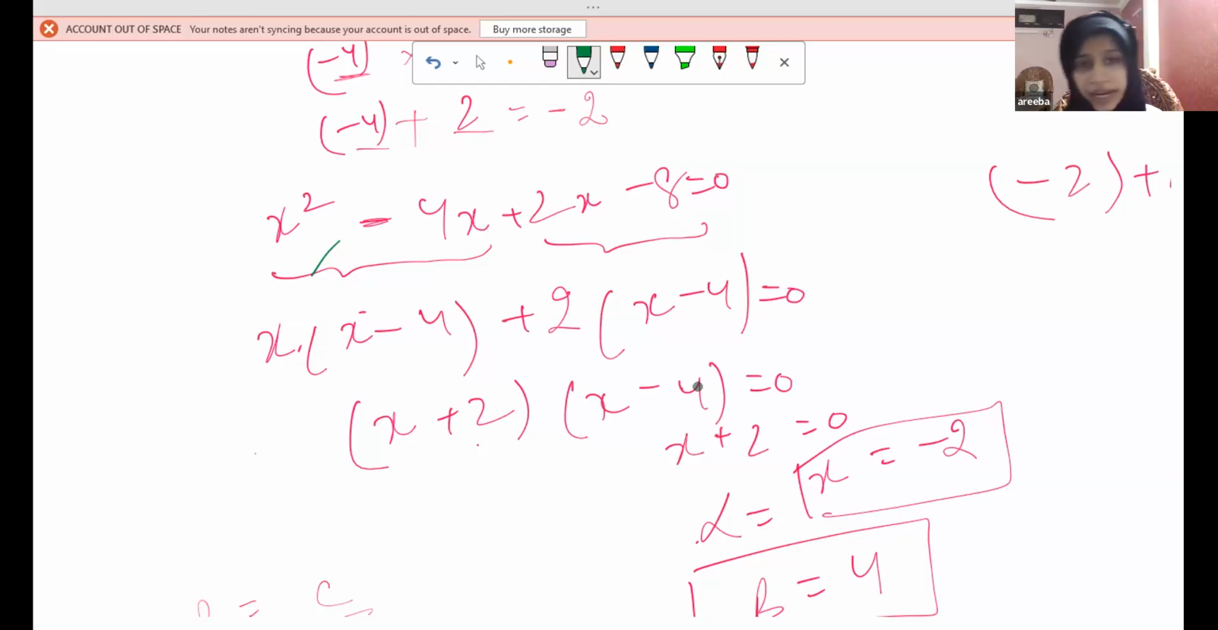Here I can see both are divisible by 2. Both come in the table of 2. Correct? This 2 into 1x, so I have written x minus 2 into 4. 2 is common. Okay? I have taken out 2 out of the bracket.